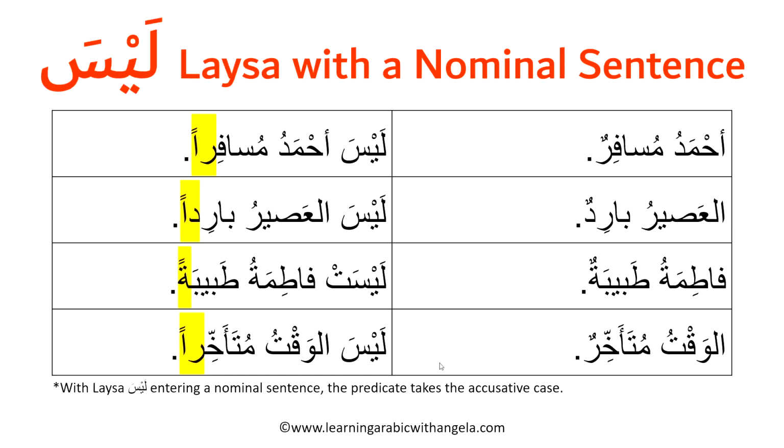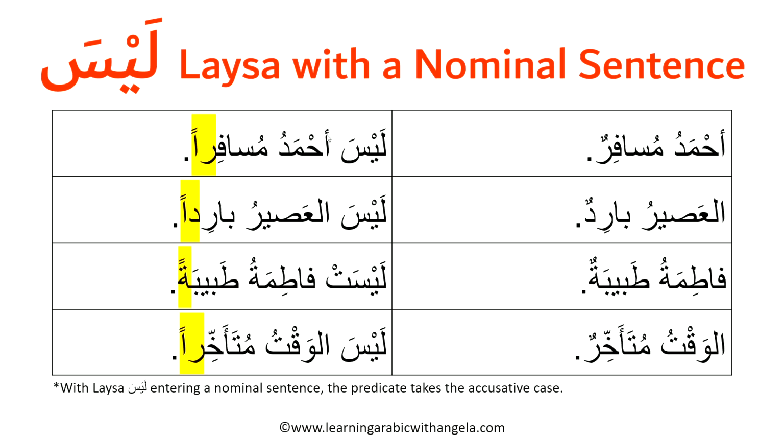And we can as well swap ما with Laysa. Now Laysa over here, أحمد مسافر, ليس أحمد مسافرا. So Laysa as well changes the predicate to the accusative case. العصير بارد, ليس العصير باردا. فاطمة طبيبة, ليست فاطمة طبيبة. So is not basically. الوقت متأخر, ليس الوقت متأخرا. So we can swap ma with Laysa, same thing.